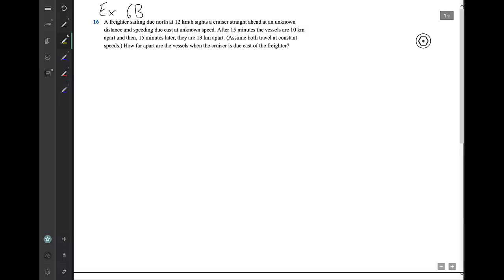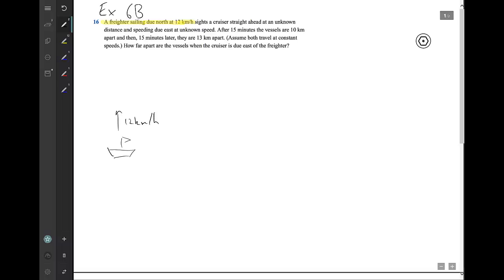So the first bit of information that we have is that a freighter is sailing due north at 12 kilometers an hour. Now, I might not have any idea about what a freighter is, but given that it's sailing, I know it's going to be some sort of boat or ship. So I'm going to draw it down here, just as a little ship. And we're told that's going at 12 kilometers an hour.